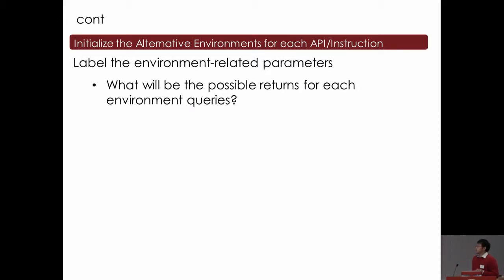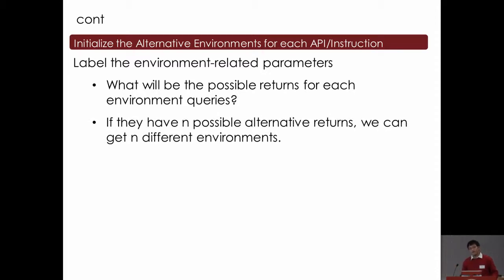So what we do is, in advance, we label all these environment-related parameters, and we consider what the possible returns will be for each environment query. If they have n possible returns, we can generate n different environments. This is what I mean by dynamically generating the environments.